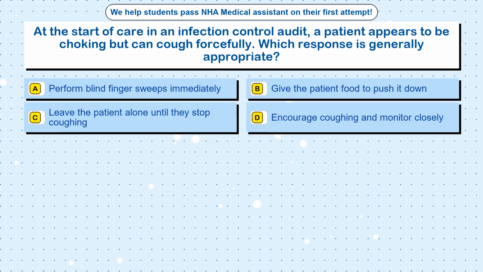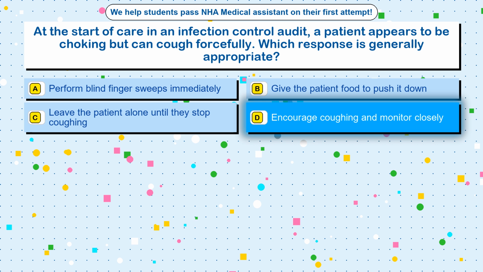Question 95. At the start of care in an infection control audit, a patient appears to be choking but can cough forcefully. Which response is generally appropriate? Option A. Perform blind finger sweeps immediately. Option B. Give the patient food to push it down. Option C. Leave the patient alone until they stop coughing. Option D. Encourage coughing and monitor closely. The correct answer is option D. Encourage coughing and monitor closely.